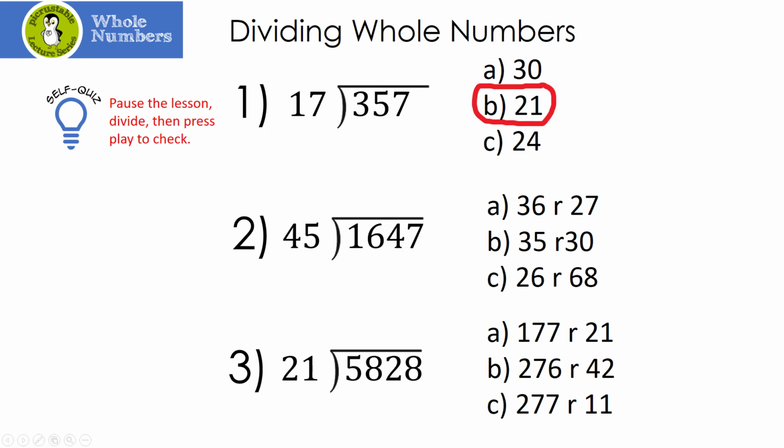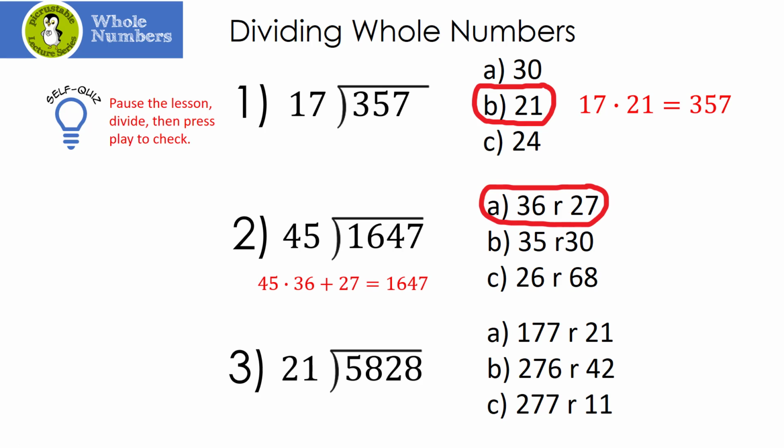Number 1 is B. Did you check it? 17 times 21 is 357. Great. Number 2 is A. Did you check it? 45 times 36 plus a remainder of 27 is 1,647. Great. The last one is C. And when we check it, 21 times 277 plus 11 gives us our answer of 5,828. Awesome!